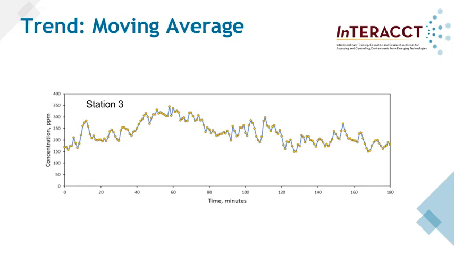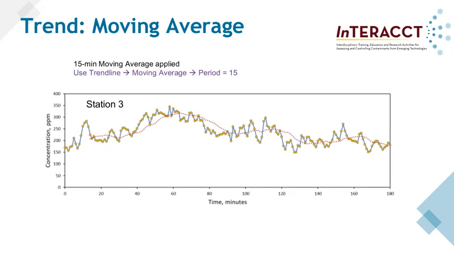Now we're going back to the plot. Let's apply a moving average trend line. There is an option within the trend line feature for applying a moving average, in which you can pick the time period over which values are averaged. In this case, we want 15 samples, which would be equivalent to 15 minutes. And it was chosen because that's what the STEL is based on, a 15-minute average.